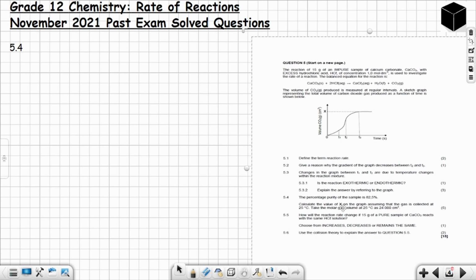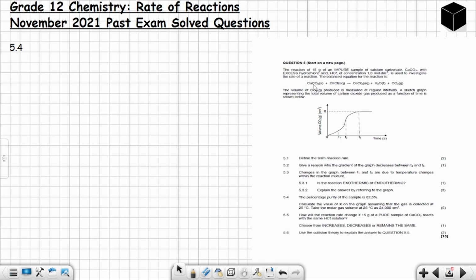Now you need to find what X is from the graph. What is X? X is the volume of carbon dioxide. Can you see the vertical axis is for volume and the horizontal axis is for time? So X will be the volume of carbon dioxide. At the end of the reaction, you can see you have the horizontal line. It means that there is no more production of carbon dioxide. The reaction has come to completion.